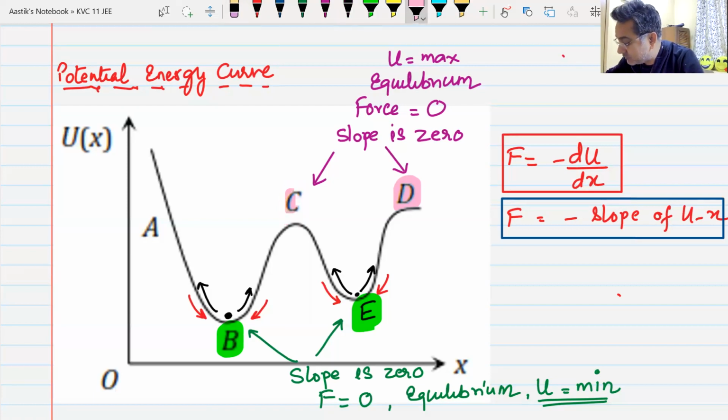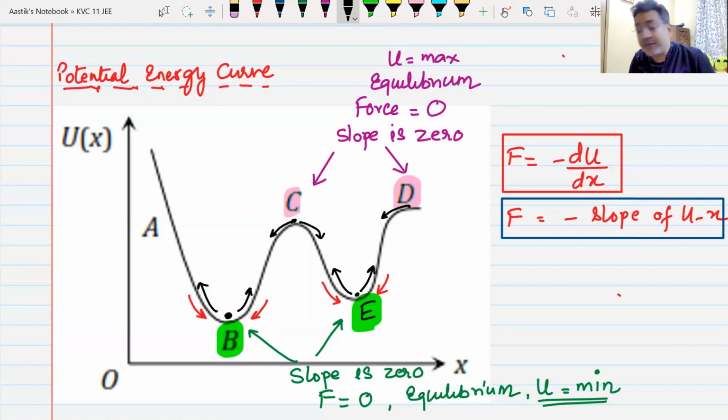Okay, point C. Now I take my football on the top, and I give it a slight push. What happens? It never comes back to point C. It just goes down. Sir, why are we playing football? This is supposed to be a class of physics and not football.